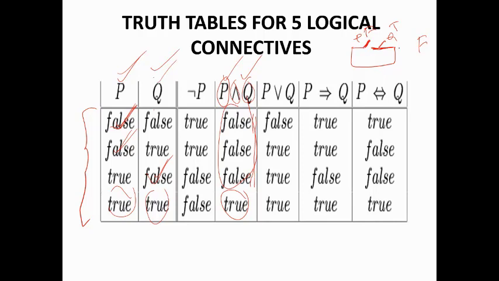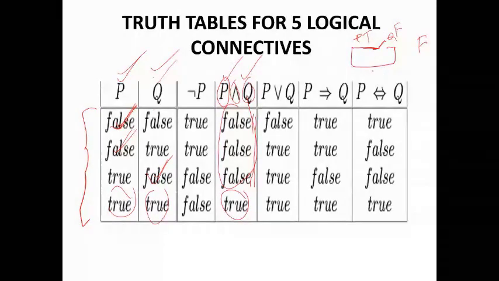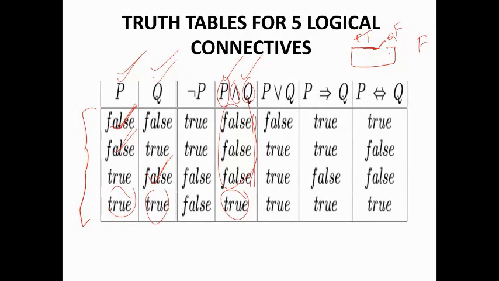Let's say we have another representation like this one. Let's say P is on this time, and Q is off, this way. So what about this one? P is on, true, and Q is off, false. Then will the current flow or not? Not really. So even if P is true and Q is false, still the current cannot flow inside. So it will be false again.